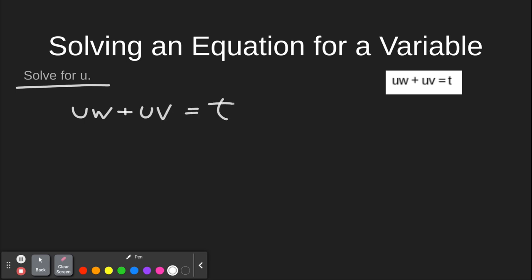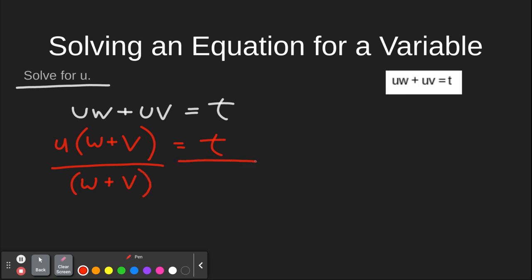Now, u is involved in two things, and we want to get it by itself. So this is called factoring. You might consider it undistributing. See how I took the u and I basically undistributed by using parentheses. Why did I do that? Well, now the u is alone. What is being done to the u? It's being multiplied. So what do I need to do? Divide both sides by whatever is multiplying the u. And I get u is t over w plus v.